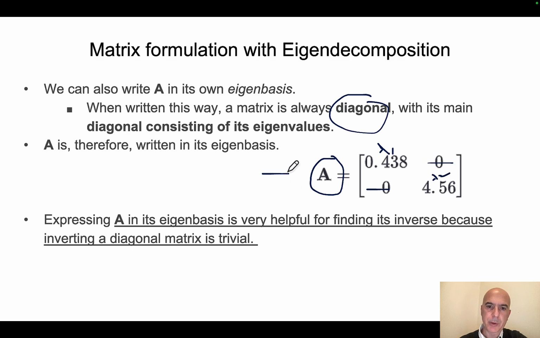So this is particularly beautiful, the fact that in the eigendecomposition of A, we can express A as a diagonal matrix. And why is this beautiful? Well, this is beautiful because diagonal matrices are very easy to invert, right? So inverting a diagonal matrix is quite trivial. And that's what the HHL quantum algorithm is based on, right?